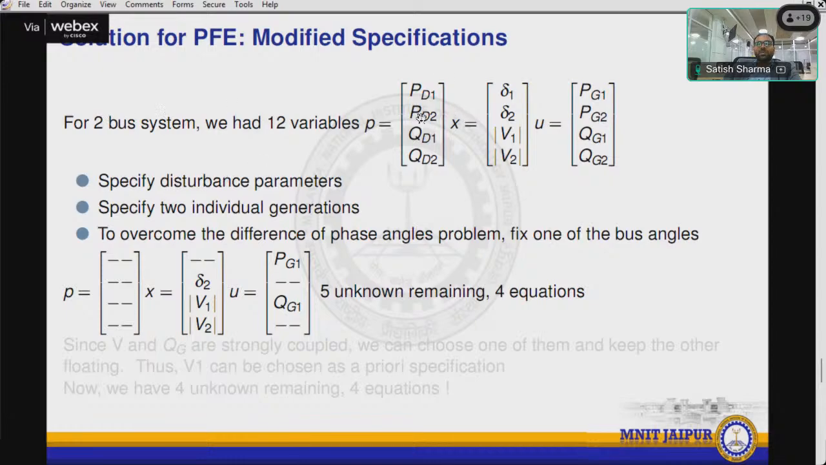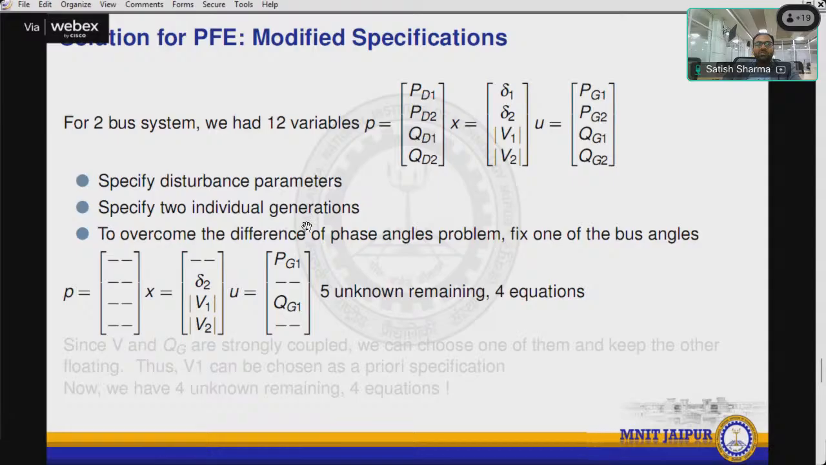So first of all, we will specify the disturbance parameters. Okay. So these PD and QD are specified. So I have removed them from the variable set. Now specify two individual generators. So let's say we have specified generator number 2. So PG and QG have been specified. So we have removed this one.